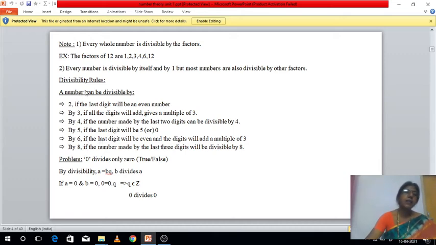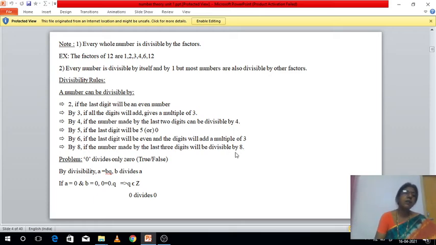Then a number is divisible by 8 if the number made by the last 3 digits is divisible by 8. Okay? So these are the rules for divisibility by particular numbers.